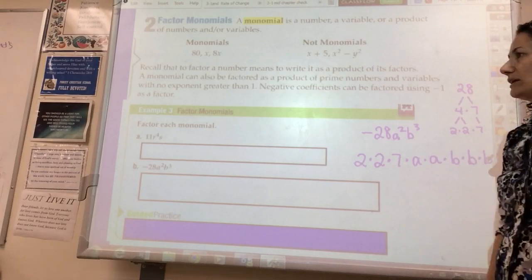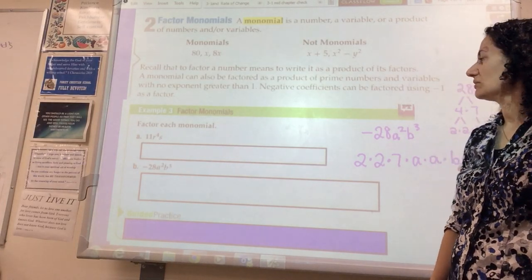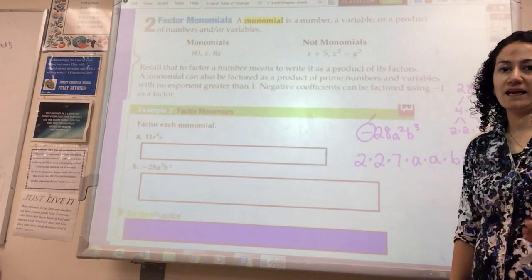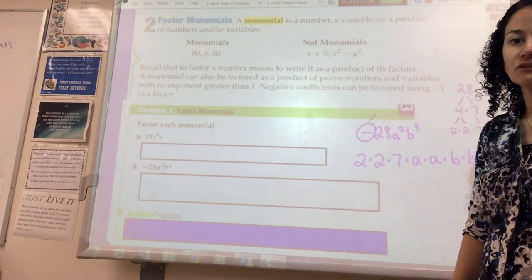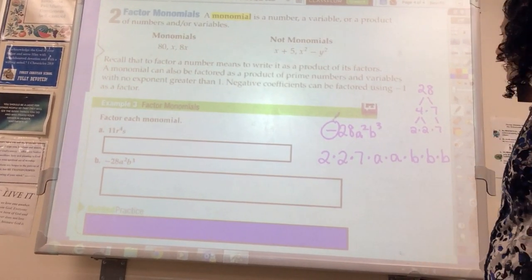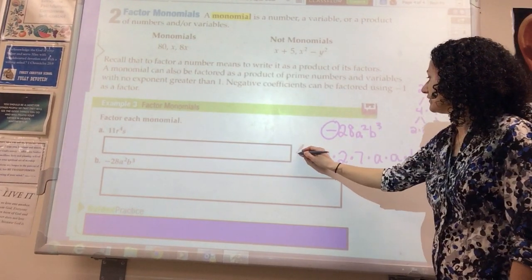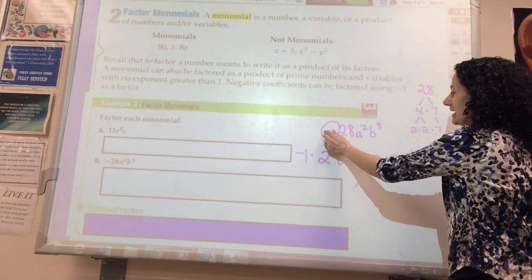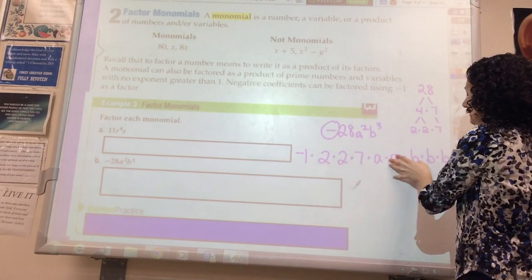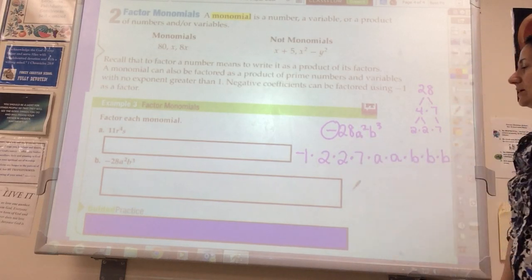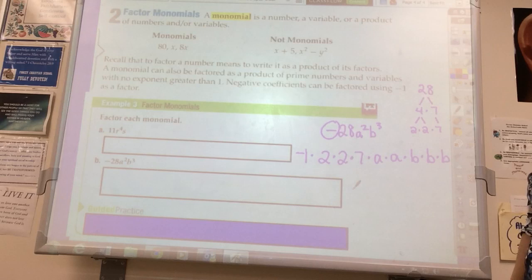There's one more little thing tricky about this. The last tricky thing is this right here. Because there is a negative, I have to factor out a negative 1. So in the very beginning, I'm going to put a negative 1. Because there's a negative, it's like I would have to multiply all of this by negative 1 to make the whole monomial a negative. All right, make sure you write that down.